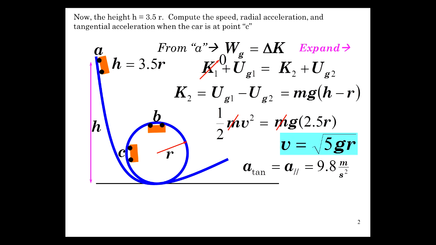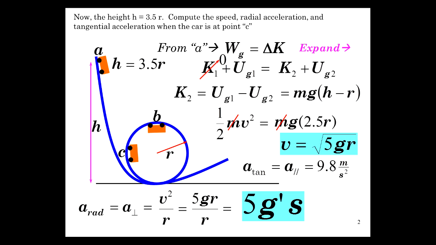The tangential acceleration at C is strictly due to gravity, acting straight down, which is 9.8 meters per second squared. So the radial is the perpendicular, v squared over r. We've already solved for v, so 5gr over r, so we have 5 g's of acceleration at point C.